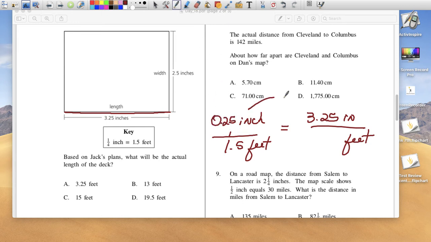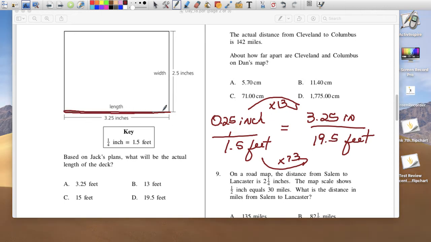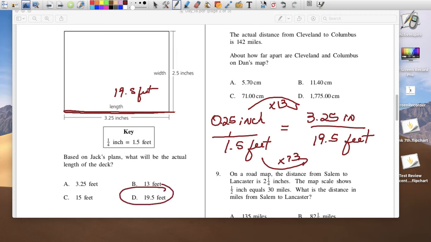So you need to find the relationship here, right? 0.25 times what number is 3.25? You can just divide 3.25 divided by 0.25 and you're going to get 13. So the multiplier here is 13. You're going to do that here too. Times 13, and 1.5 is going to give me 19 point 5. So in real life, this is going to be 19.5 feet.